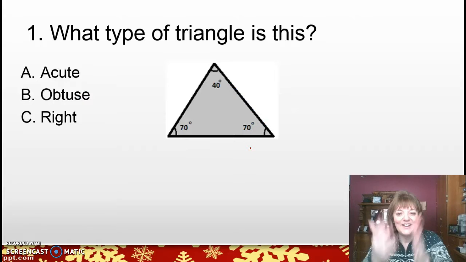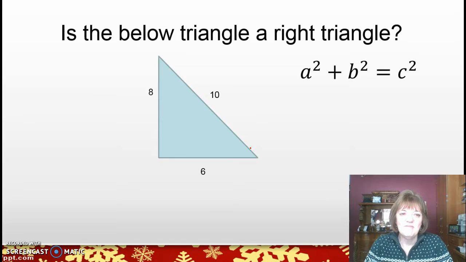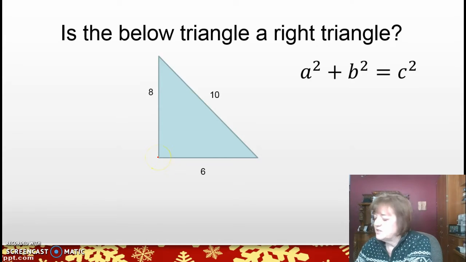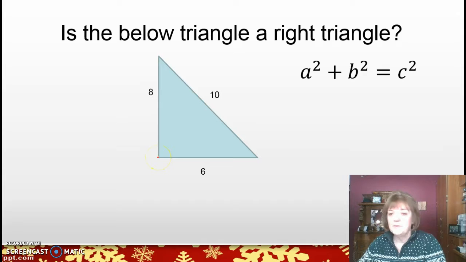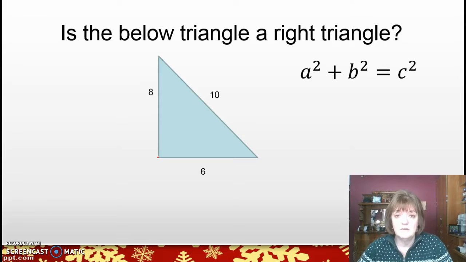So visually, what kind of triangle is this one? Okay, so visually, this looks like a right triangle, right? But it could be a trick. So what we're going to do is review that the Pythagorean theorem only works on right triangles. That was something that we pointed out quite a bit.